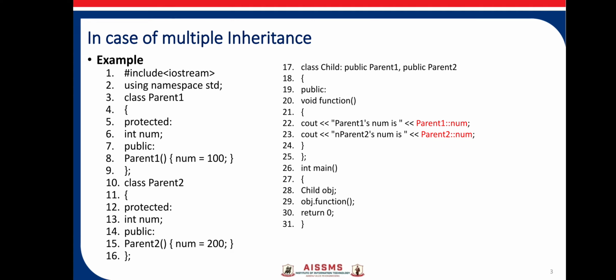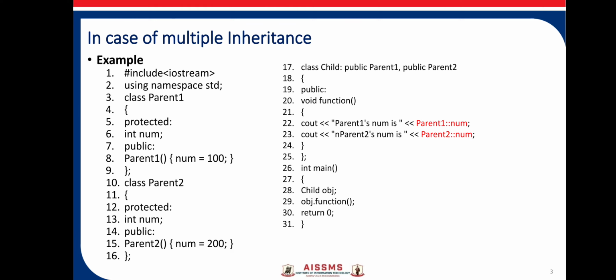This is the example to use a scope resolution operator in multiple inheritance. As we know, in a multiple inheritance, a derived class is derived with the help of multiple parent classes. So at line number 17 you can see the class child is derived with a parent class 1 and parent class 2, which is defined at line number 3 and line number 10.